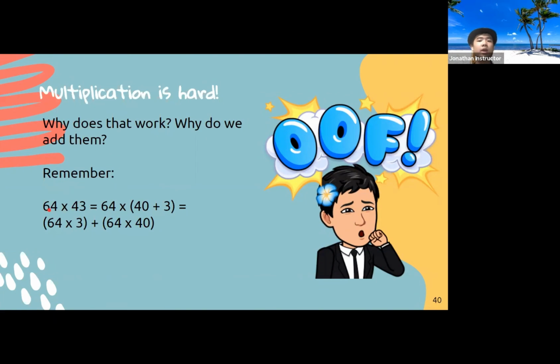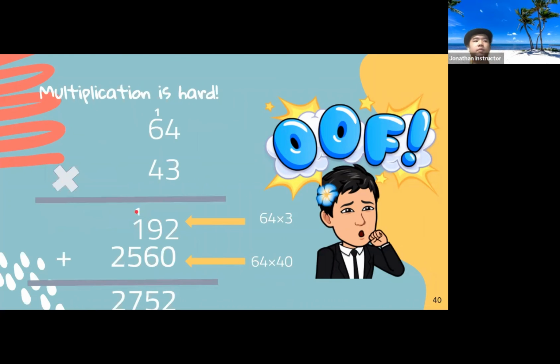Remember, when I have this equation, 64 times 43 is equal to 64 times parentheses 40 plus 3. Parentheses, remember, always go first. So when I look at this equation, I see the parentheses, and I immediately go, oh, 40 plus 3 is first. So I add the 40 plus 3, which is 43, and then multiply by 64. So it's the same equation. And then I use the distributive property. I put the 64 multiplied by each term in the parentheses. So 64 times 3 plus 64 times 40. We just learned this. Hopefully that gave you a little insight.